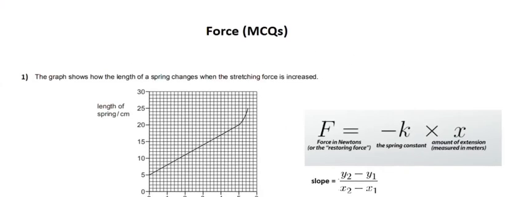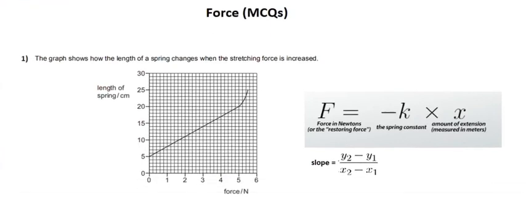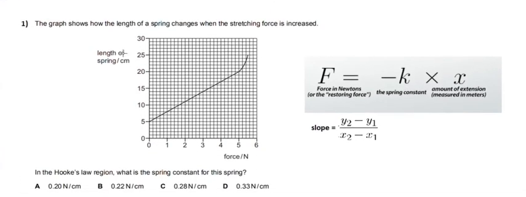Now we are going to start with the MCQ of the fourth chapter. So here you can see question number one. The graph shows how the length of the string changes when the stretching force is increased. And you can see this graph. The y-axis is given as the length, and the x-axis is given as the force. In the Hooke's law region, what is the spring constant for the spring?